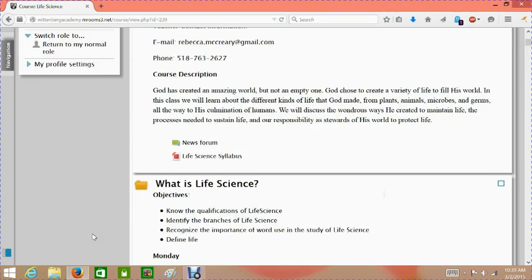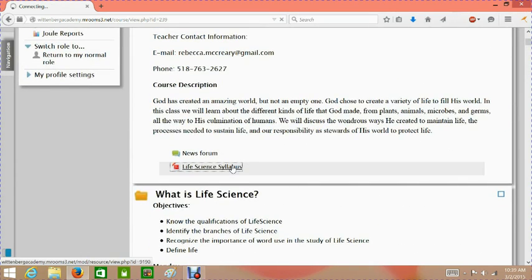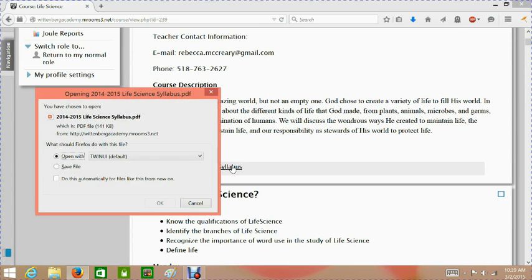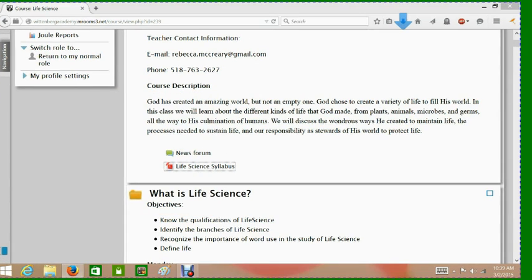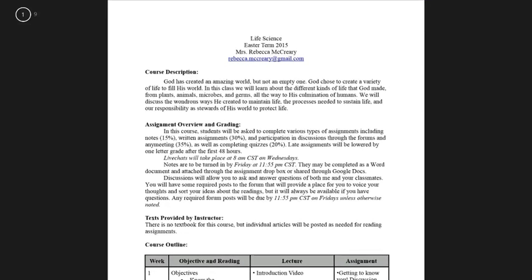So let's take a quick look at our syllabus. You see that there. Okay, so again, the course description is the same as what we read before. You can read through the overview and grading. Basically everything is going to be due at the end of the day on Friday, unless something else specifically is noted.